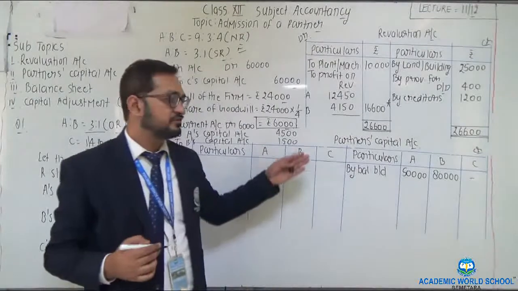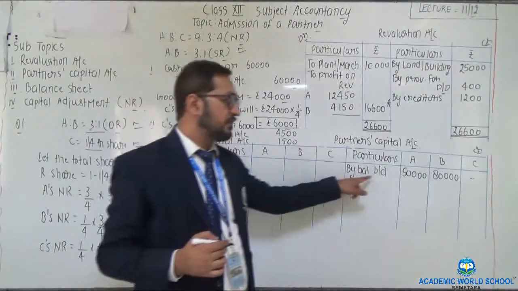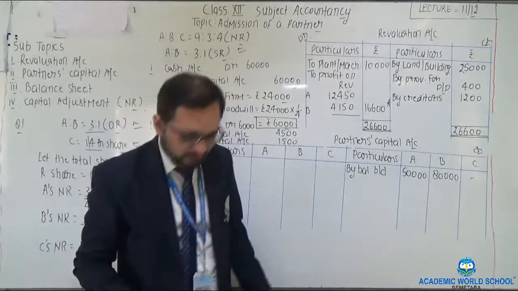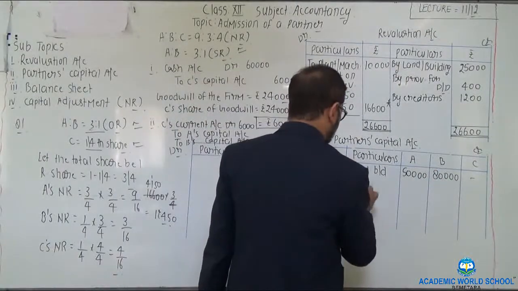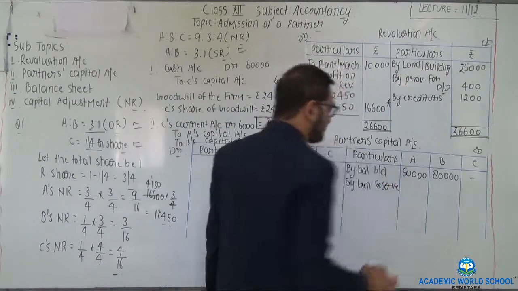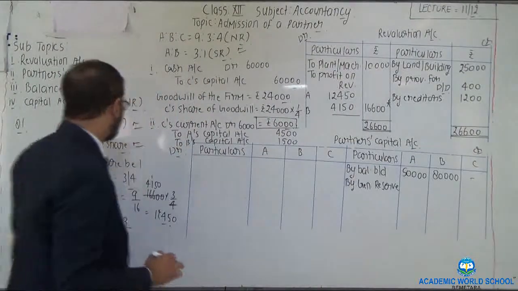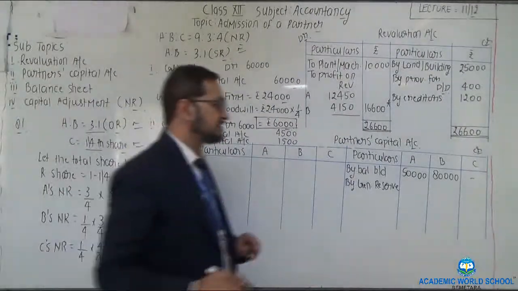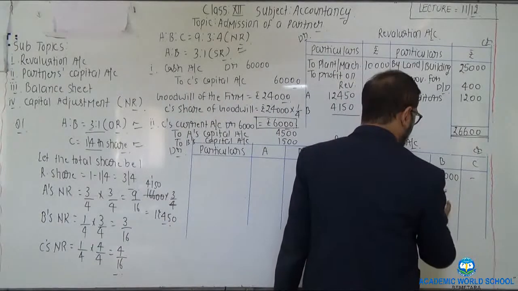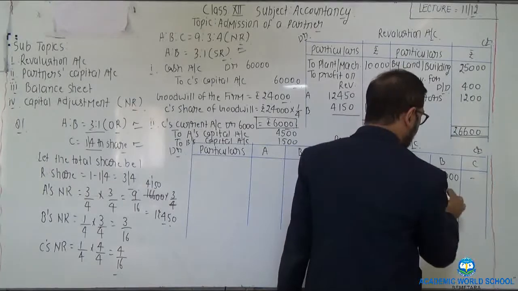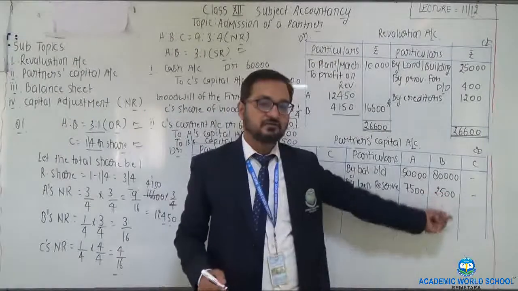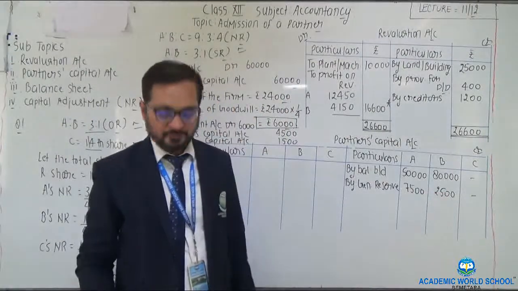So after the admission of C, we make the partners capital account by writing by balance brought down 50,000 to A and 80,000 to B. One reserve is there, that is general reserve. The amount of general reserve given in the balance sheet is rupees 10,000. So 10,000 is again to be distributed in the old ratio, as this reserve was created only by the old partners, by writing by general reserve 7,500 to the first partner and 2,500 to the second partner. Clear?